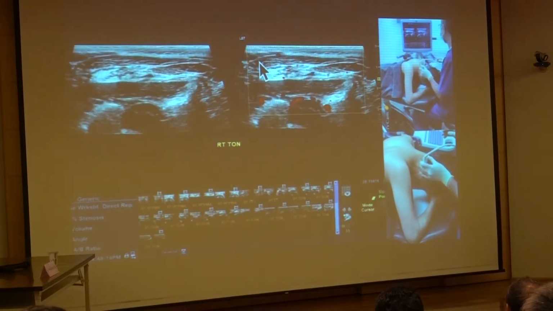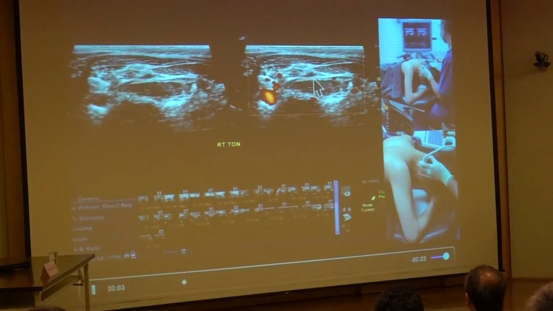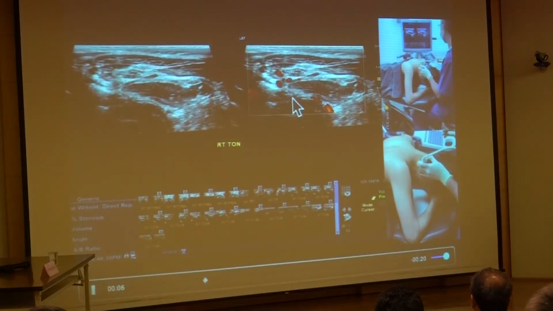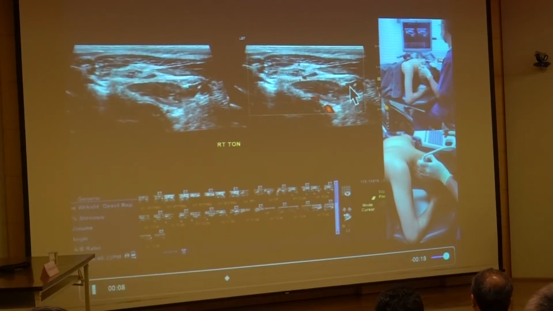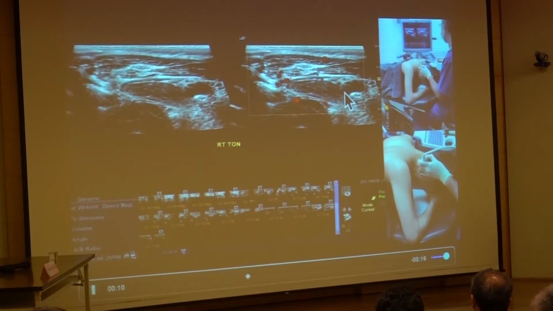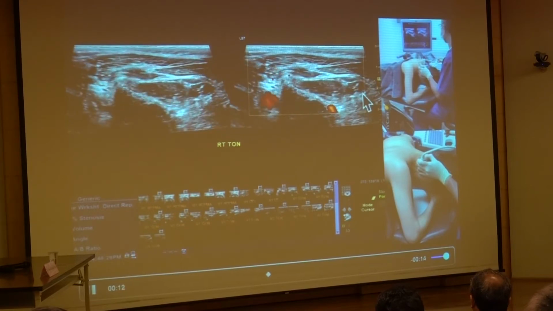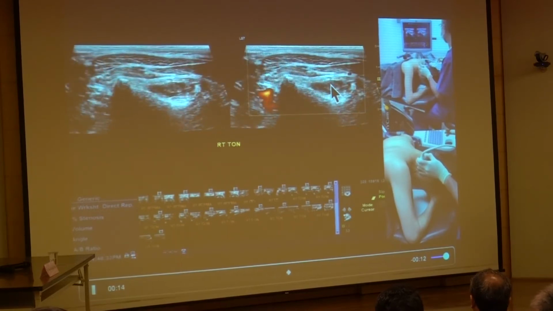I have to be quick. So the third occipital nerve now, you see that it's trying to sneak through underneath and then surface between the major and the OCI.